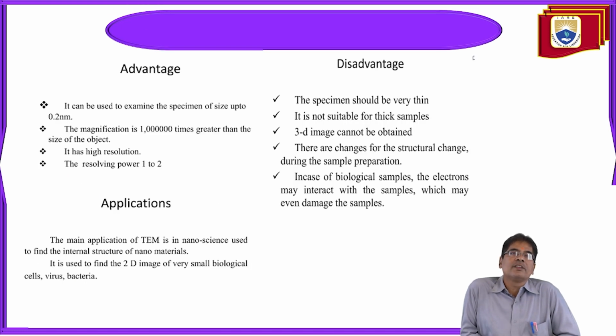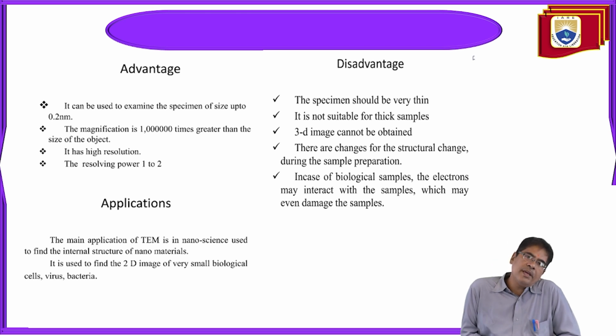So what are the advantages? It can be used to study specimens of size up to 0.2 nanometers. The magnification is 1 lakh times greater than the size of the object. The resolution power is high. The disadvantages are that the specimen should be very thin. It is not suitable for thick samples. A 3D image cannot be obtained. There are chances of structural change during sample preparation. In the case of biological samples, the electrons may interact with the samples, which may even damage the sample.